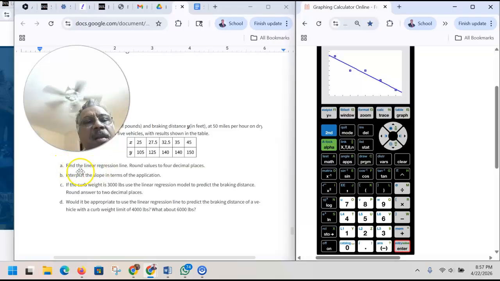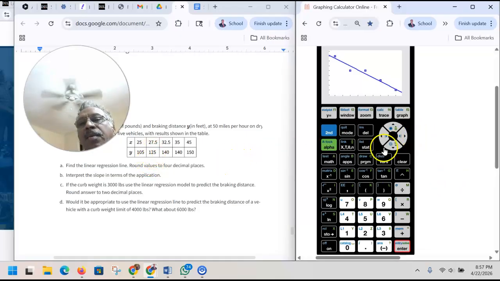So the first part is find the linear regression line for this. You're going to do the same thing: put all these numbers in stat and do linear regression. The only thing they're asking is to interpret the slope in terms of the application.